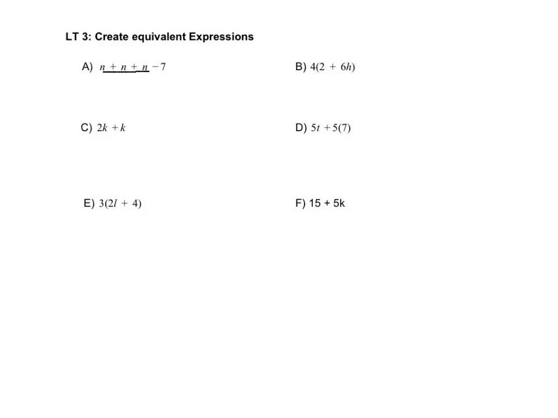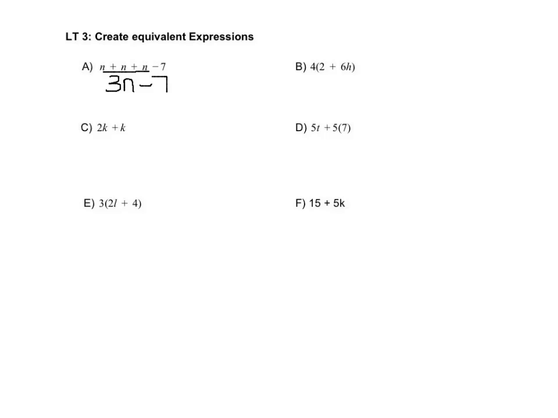So to make an equivalent expression, I can shorten it up and I can combine those. So because I have 3 n's to make an equivalent expression, I'm going to say I have 3 n's minus 7. And I have just created an equivalent expression.